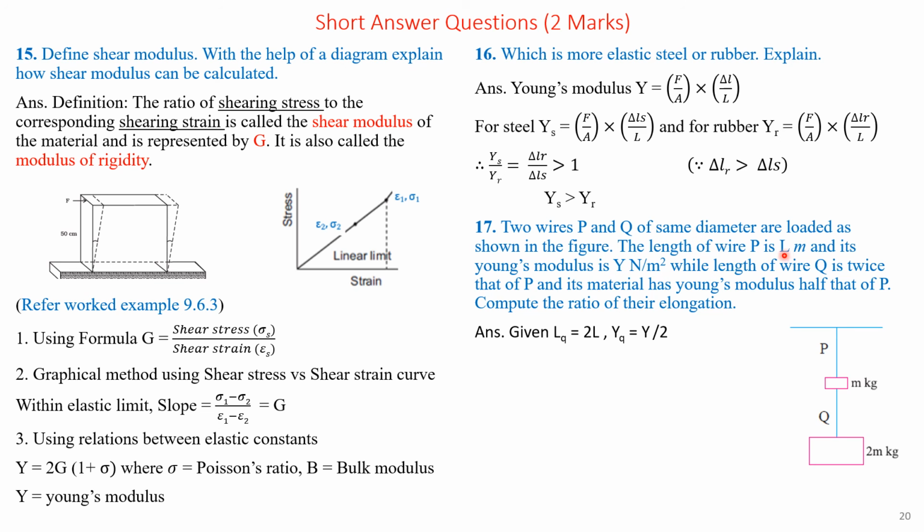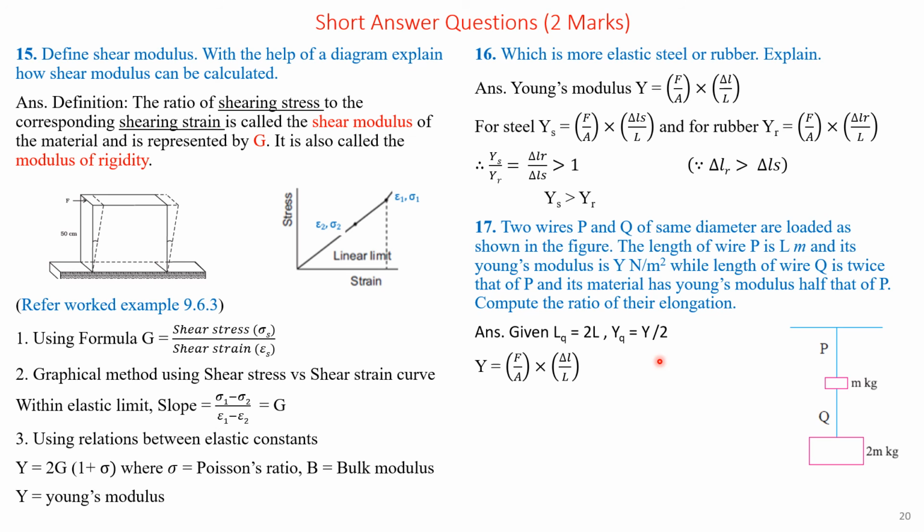The length of wire P is L meters and its Young's modulus is Y newtons per meter square, while the length of wire Q is twice that of P and its material has Young's modulus half of P. Compute the ratio of their elongation. So we will first note down the given points. The length of Q is 2L and Young's modulus of Q is equal to Y by 2, where L is the length of P and Y is the Young's modulus of P.